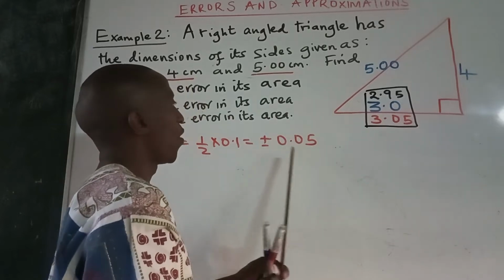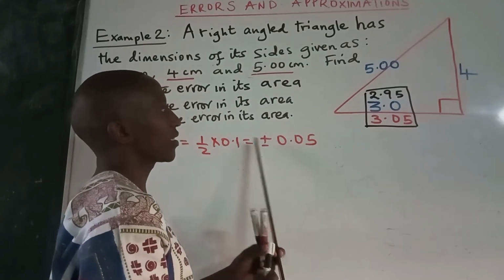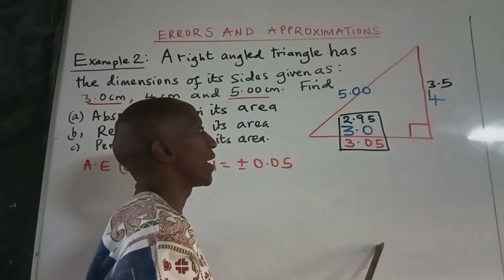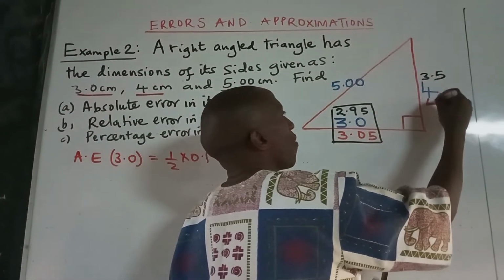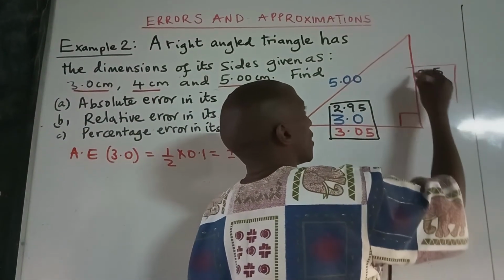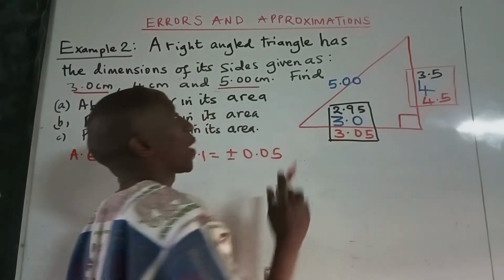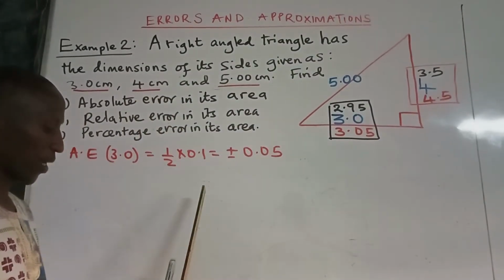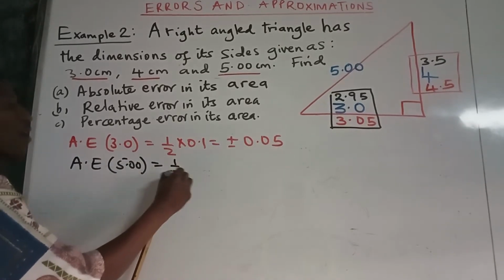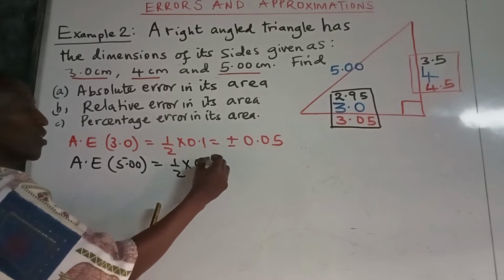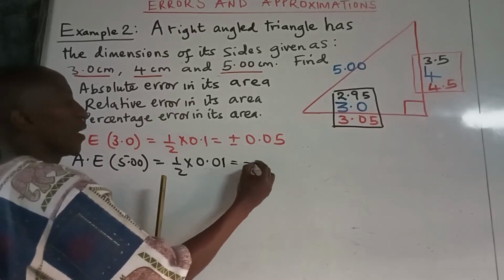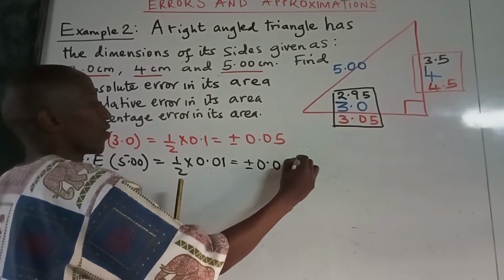Then we move on to 4. For 4 it is relatively easier. We get the minimum to be 3.5 and the maximum to be 4.5, and that means it's quite easy for us to get these dimensions there. In 5.00, we can compute the absolute error as being a half of the accuracy, 0.01, which comes to be plus or minus 0.005.